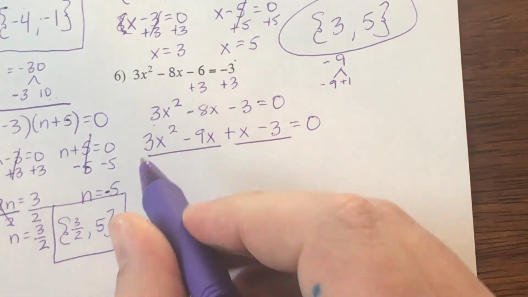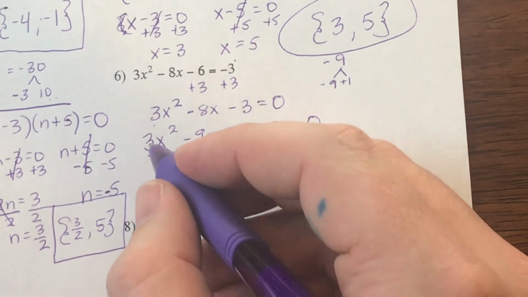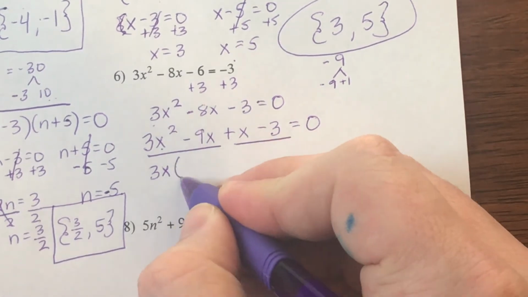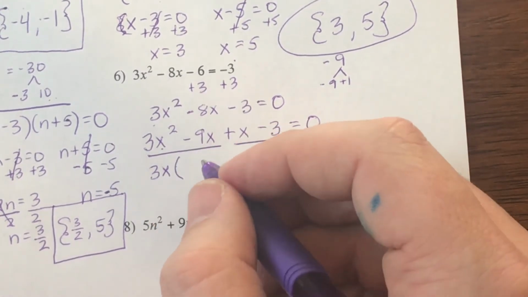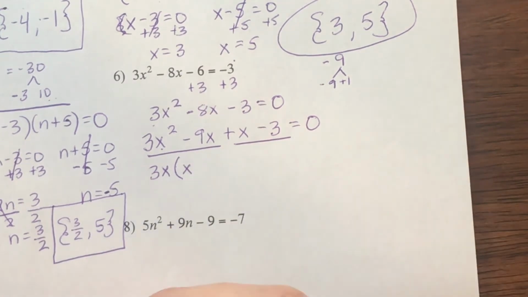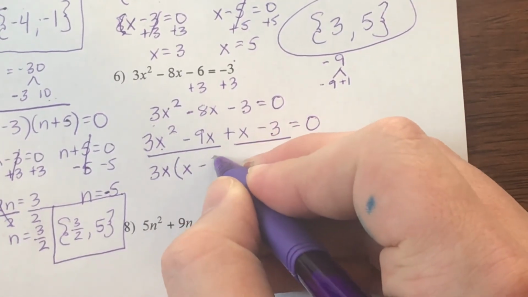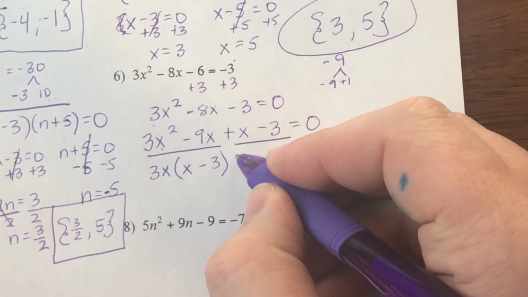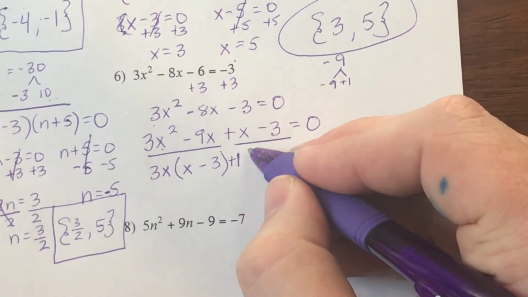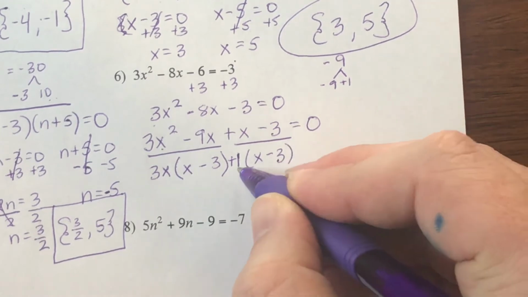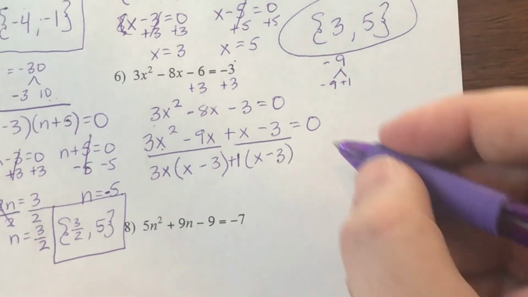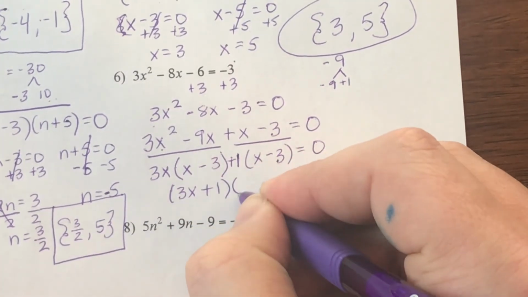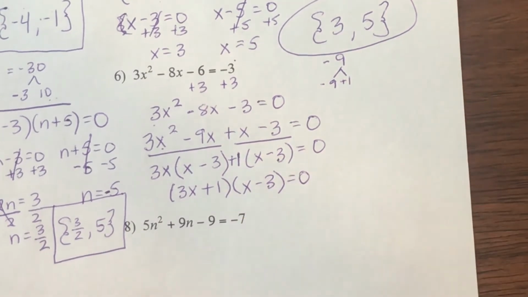So 3 and negative 9 have a common factor of 3, and x squared and x have a common factor of just x. If I pull a 3x out of 3x squared, I'm simply left with x. If I pull a 3x out of negative 9x, I'm left with a minus 3. There's nothing common over here besides a 1, so when you don't have anything in common, you just pull out a 1, and here it would be a positive 1. If I pull a positive 1 out of that, that leaves me with x minus 3. Anytime you pull a 1 out, it's just going to be the same thing. And that equals 0. So then we have 3x plus 1 times x minus 3 equals 0.